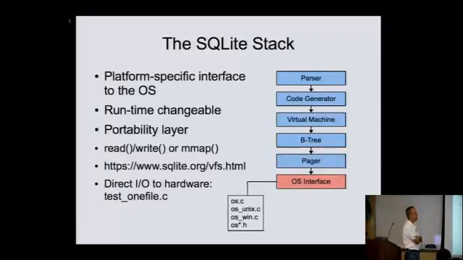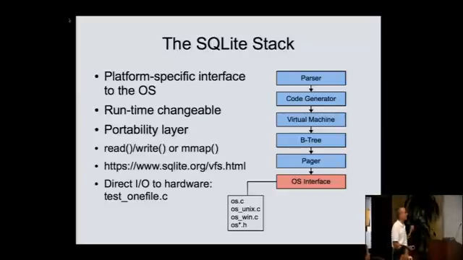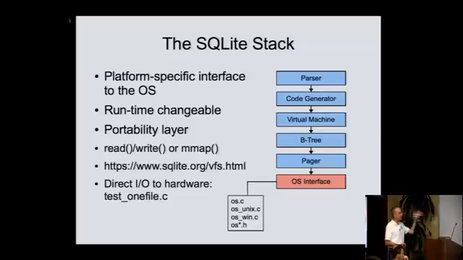And then at the bottom, we have the operating system interface. This is the portability layer. This is how we allow SQLite to operate on Windows, on Mac, on various embedded operating systems, including some custom operating systems. You can plug in new OS interfaces at runtime, which is an interesting feature, which I'll talk about in the next slide.